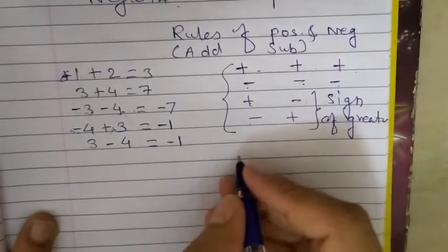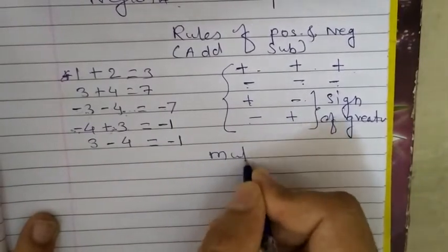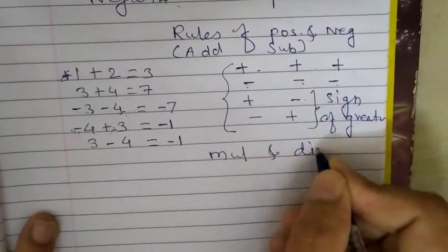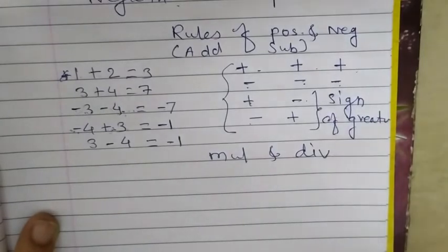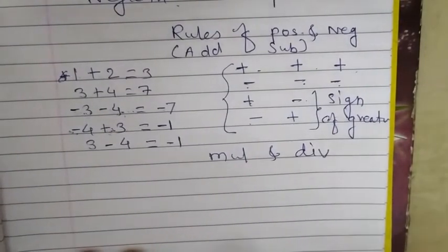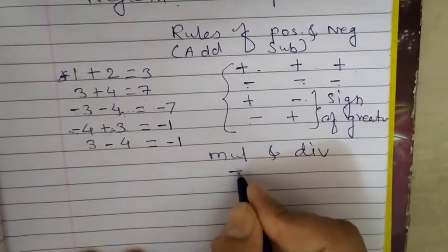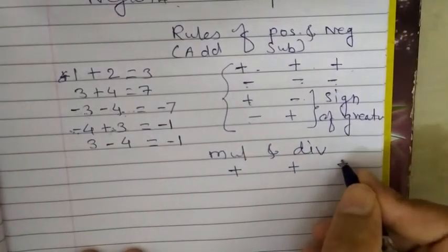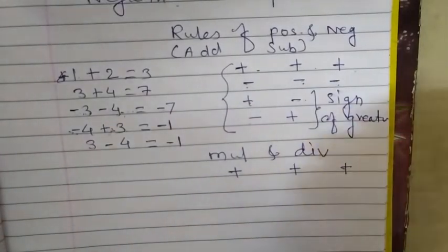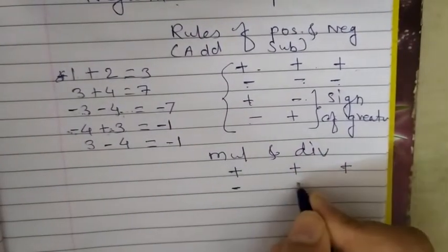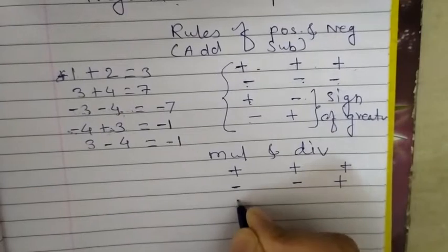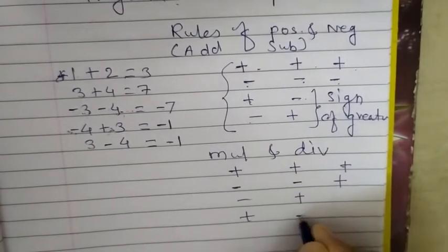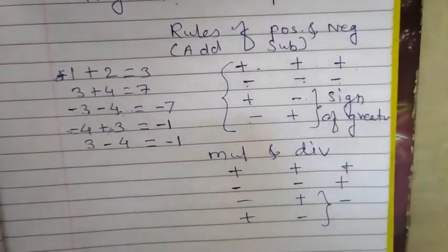Now we move on to multiplication and division. In multiplication and division, you get plus and minus signs. If both are plus in multiplication, then we get plus. Same for division also. If both are minus, that is plus. Minus plus or plus minus is always minus.